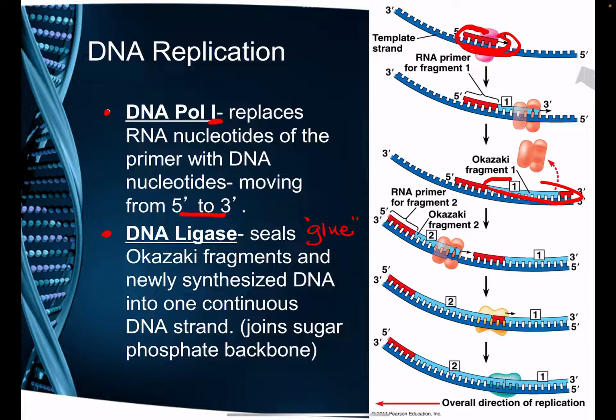Okay, the Okazaki fragments are going to be sealed together by DNA ligase, and once the primer is replaced with DNA, it is going to be sealed together and make one smooth, continuous piece of DNA. Okay, by joining those sugar phosphate backbones. And again, remember that is a covalent bond that holds those sugar phosphate backbones together.